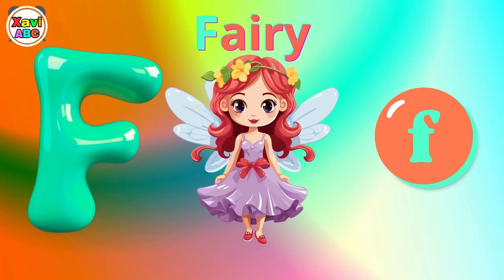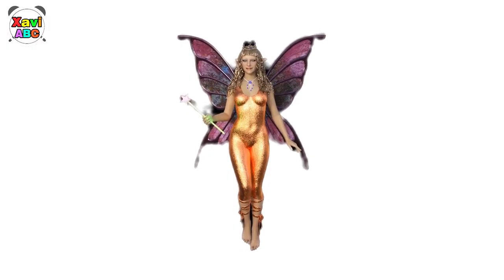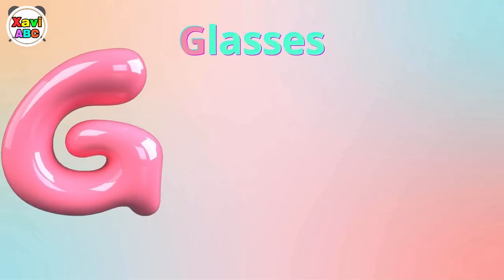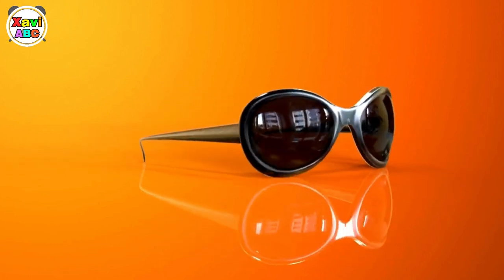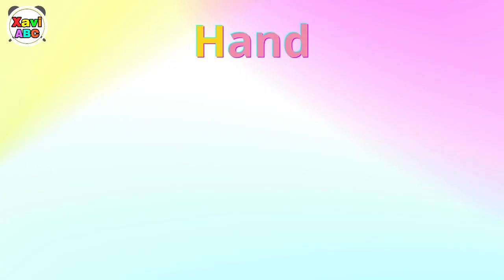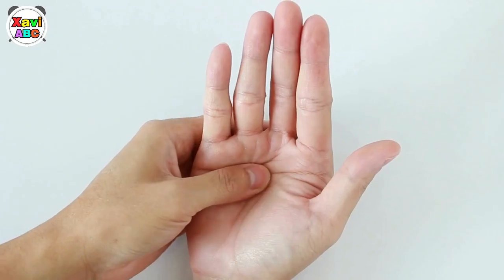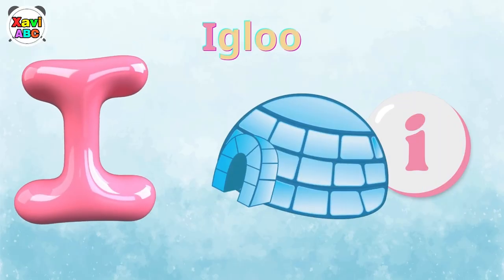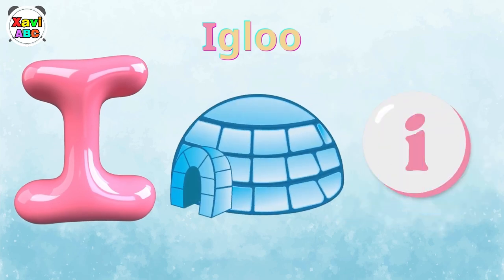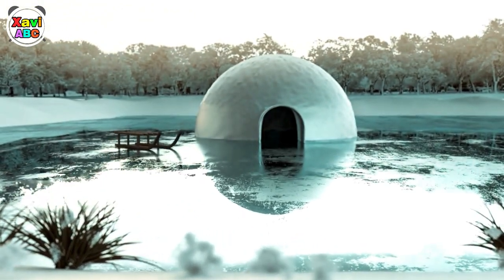F is for fairy, f, fairy. G is for glasses, g, g, glasses. H is for hand, h, h, hand. I is for igloo, I, I, igloo.